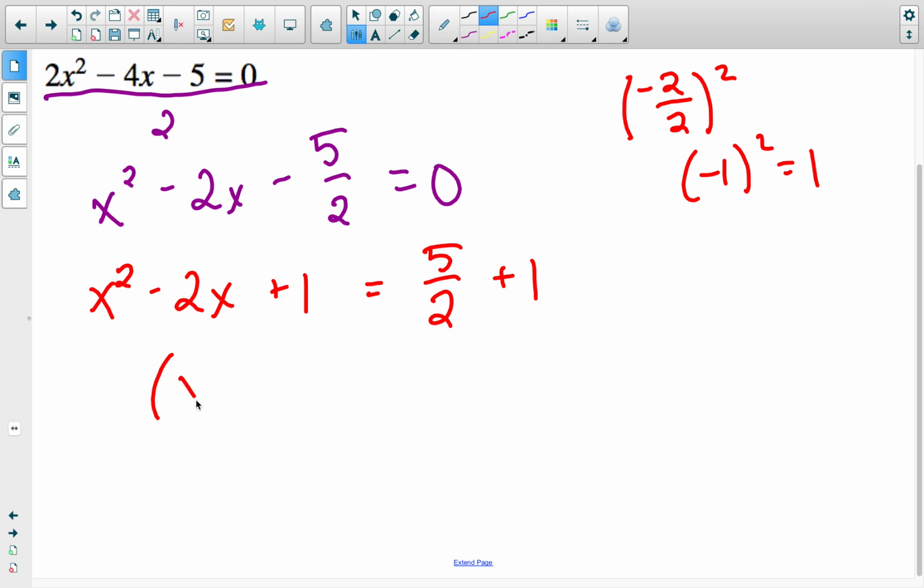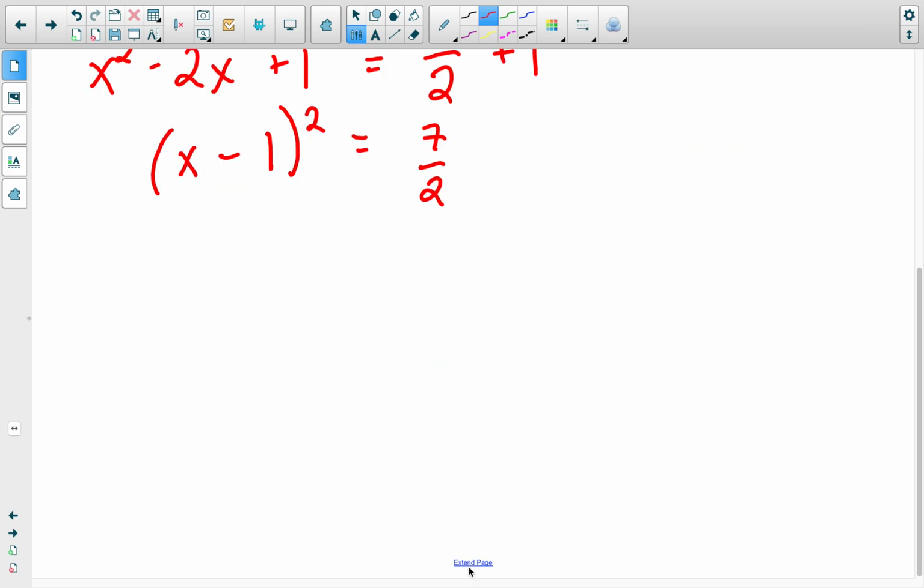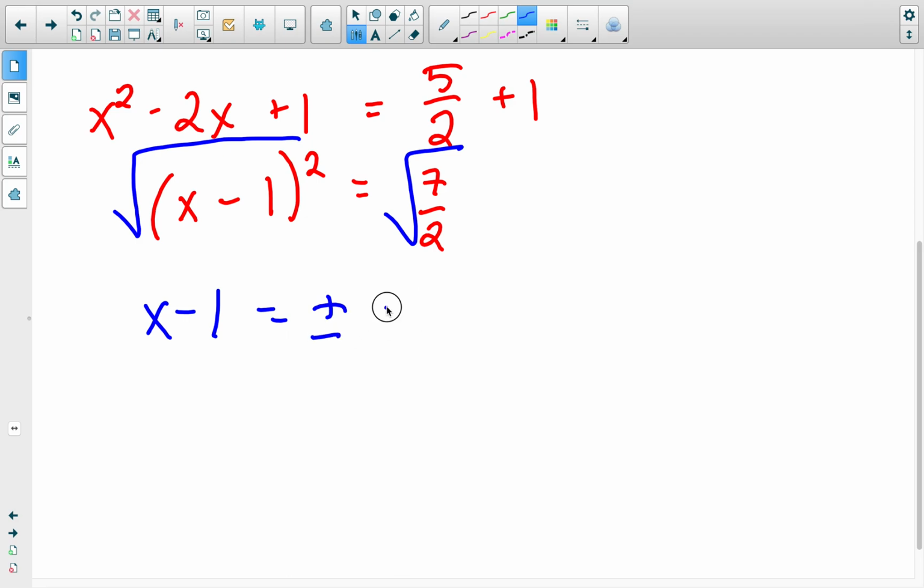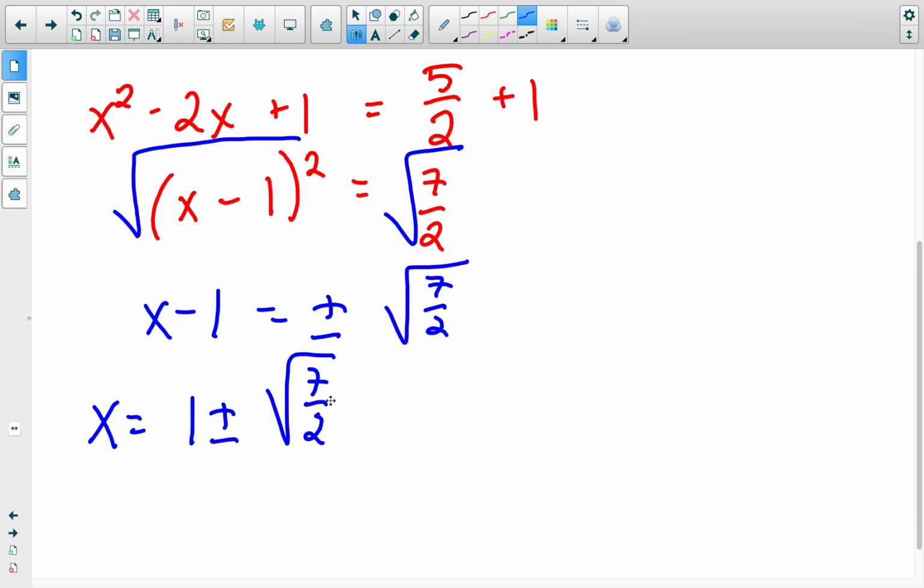So our left side will factor into x and then whatever it was that we were squaring, x minus 1, quantity squared. That is equal to 5 halves plus 2 over 2 would give us 7 halves. And then let's take the square root of both sides. Because we are the ones introducing the square root, we gotta put a plus or minus. And that radical is over the 7 and the 2. Meaning that x equals 1 plus or minus the square root of 7 halves.